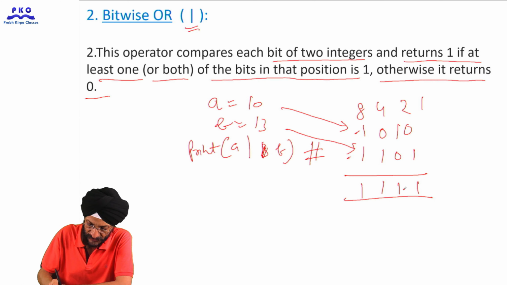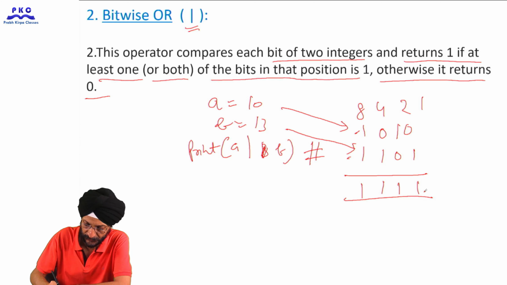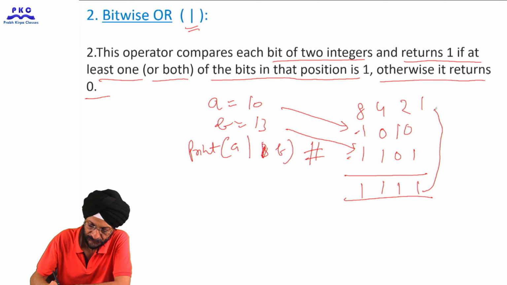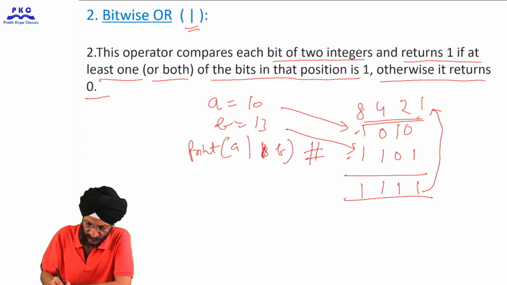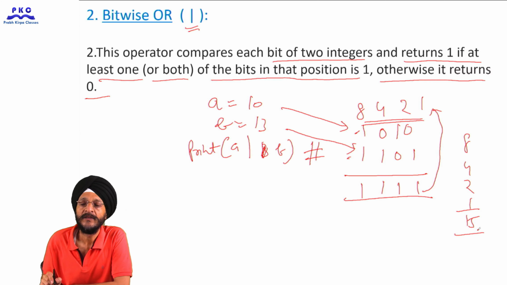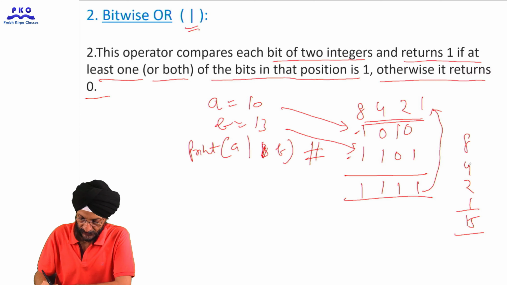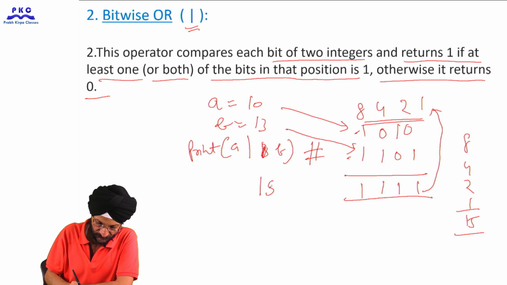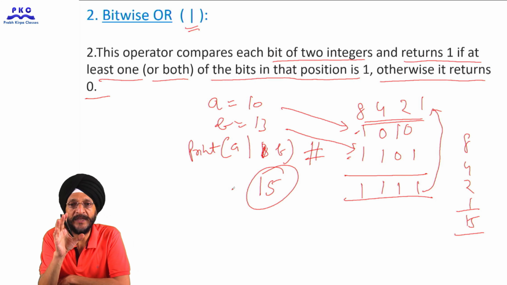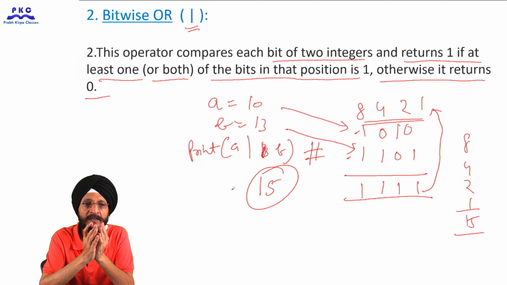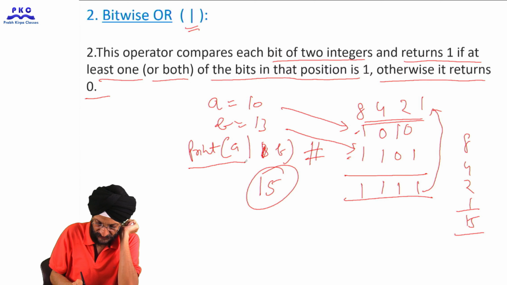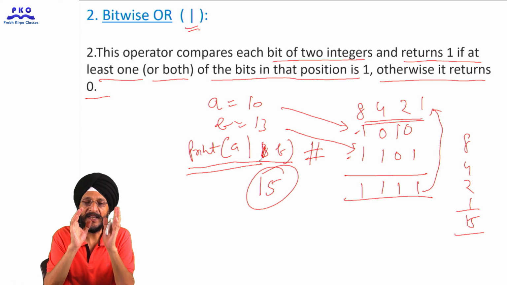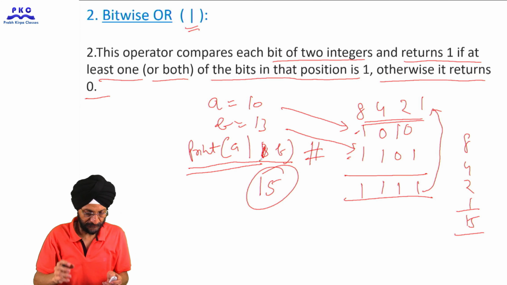So now we will have to convert these binary numbers into a value by using 8 plus 4 plus 2 plus 1. So the output will be 15, which we will be getting. That is, the Python interpreter will interpret this as giving the output 15.